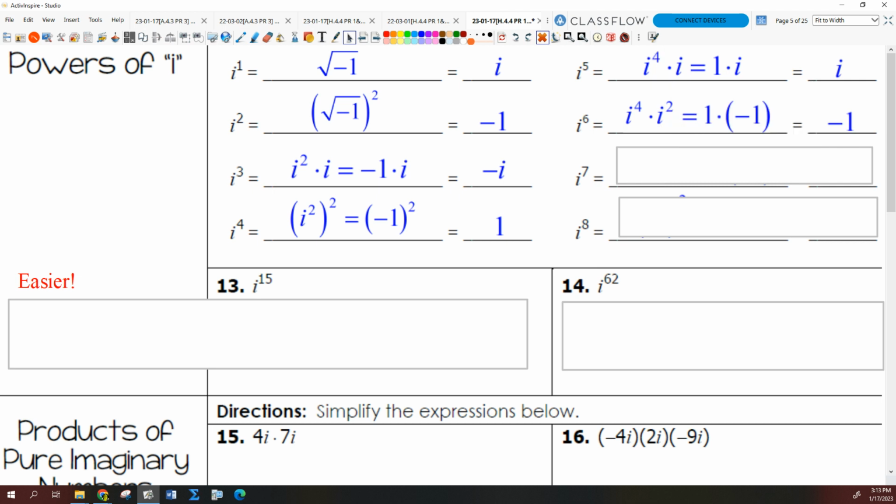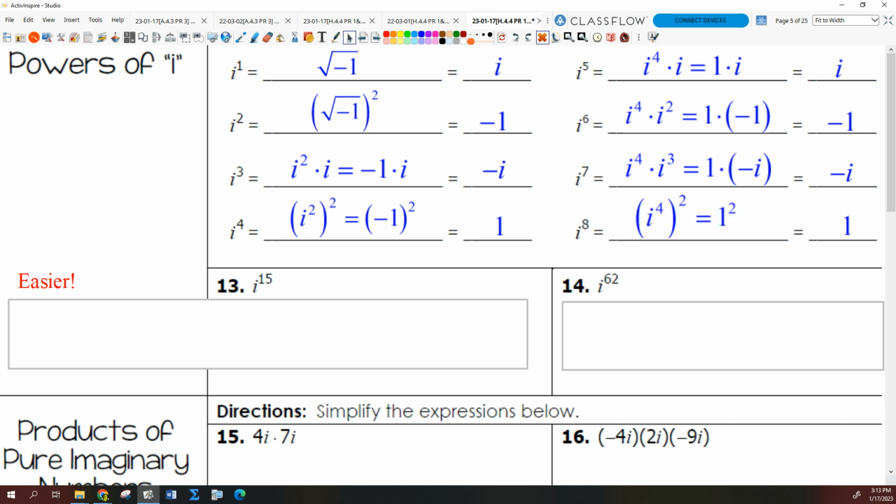What's I to the 3rd, everybody? Negative I, because it's going to be I to the 4th times I cubed, which is 1 times I cubed. So it's the same thing as I cubed. What's I to the 8th? It's going to be 1 because it's I to the 4th squared, right? Okay, so it's 1 squared, which is 1. That works. So we can see that integer powers of I always cycle in groups of 4.